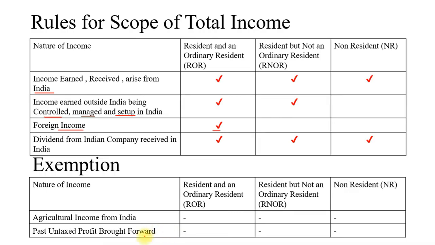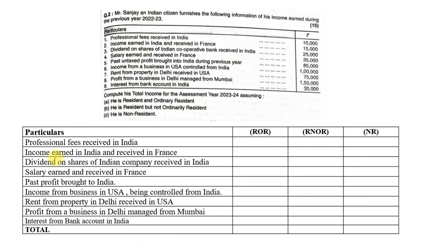So let us see that question again. I've written all this. The columns will be particulars, where we note down all the particulars which they have given us. ROR, that is resident and ordinarily resident, NROR is resident but not ordinarily resident, and NR is non-resident. Let us see how we solve.